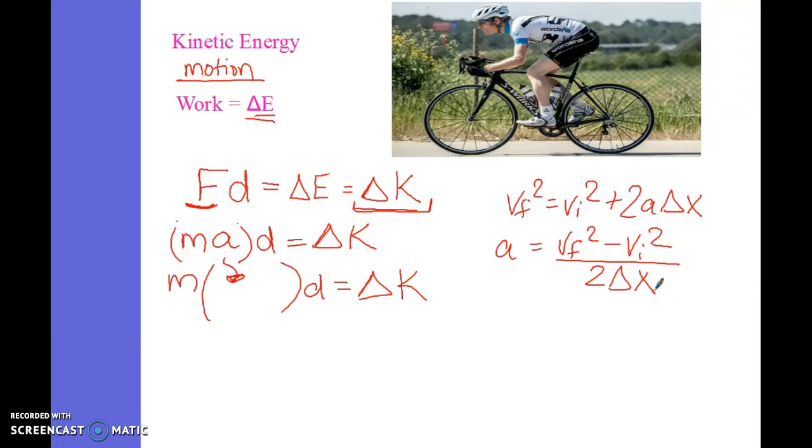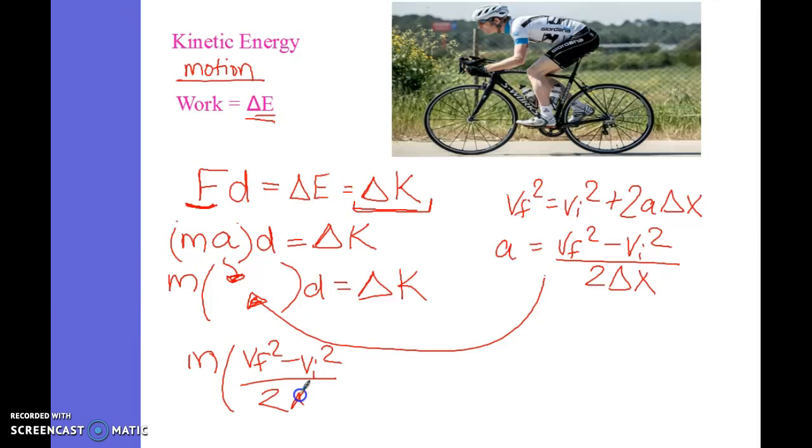There we go. Now, there's no special reason. I'm just showing you how we get the equation for kinetic energy. That's all I'm doing. We are going to use this equation, plug it right in here. So, m times Vf squared minus Vi squared over 2 delta x, and I'm going to change d here to delta x, because that's the same thing, equals our delta K, K being kinetic energy.